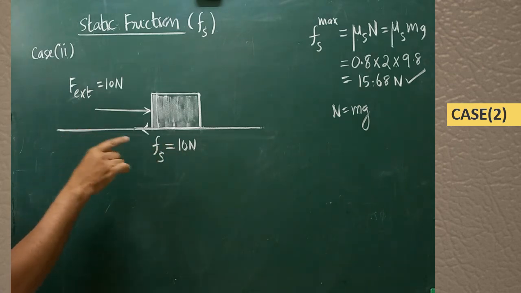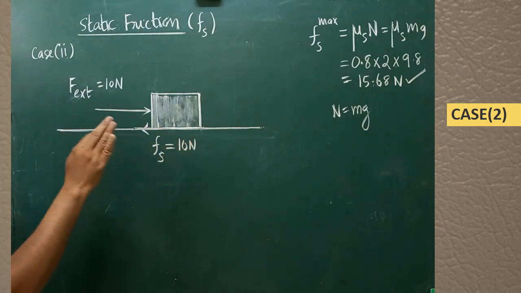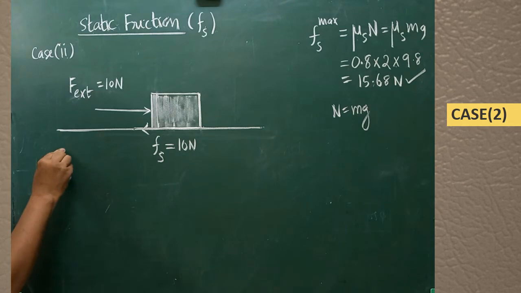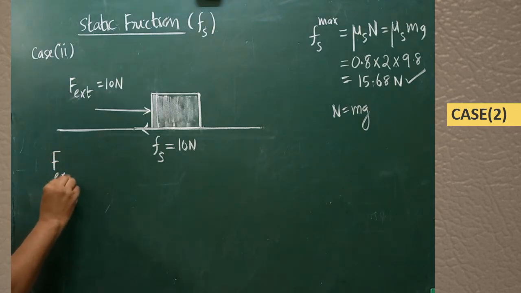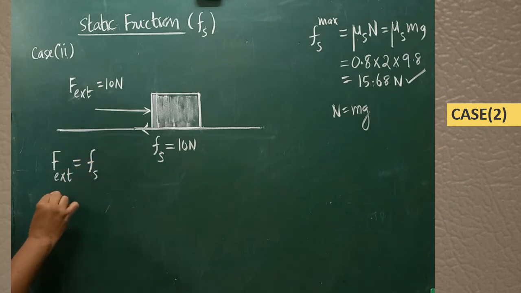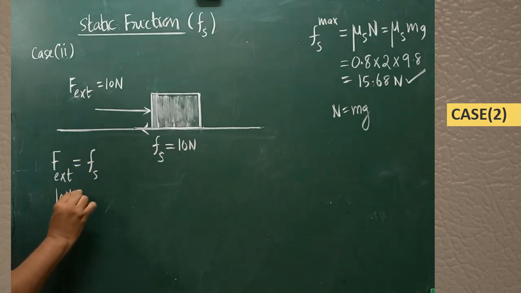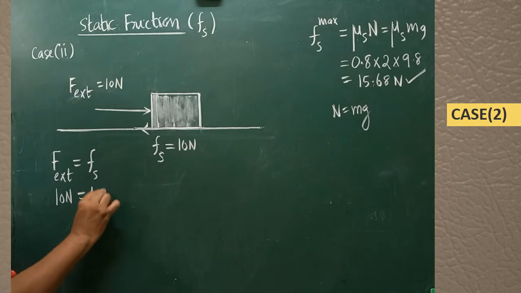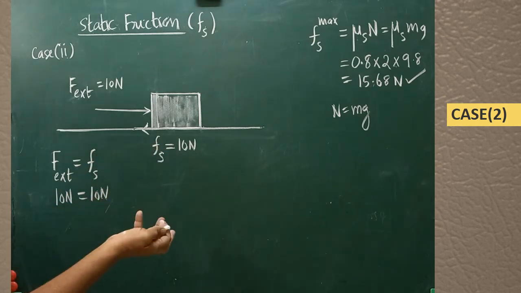Now we have to see whether the body will move or not. The body won't move. Why? Because F external is equal to the static frictional force. Both are equal to 10 Newton. Why is it not moving? Now we have to test the condition.